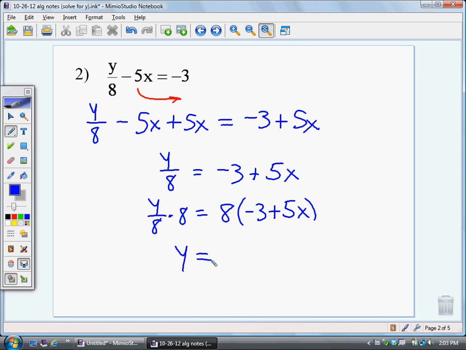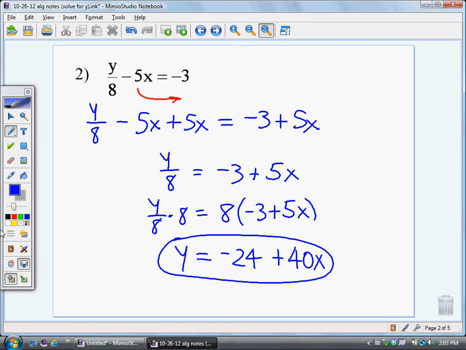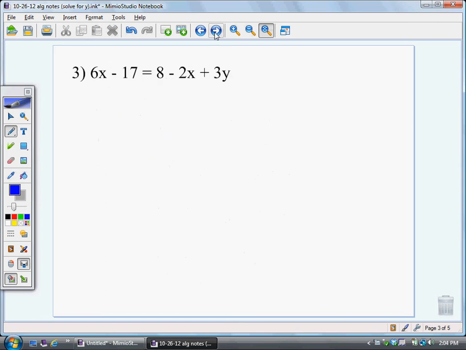So I would have y on the left. 8 times negative 3 is negative 24. 8 times 5x is 40x. And you get negative 24 plus 40x. And again, solved for y, it's y equals, and I have another expression that contains x.